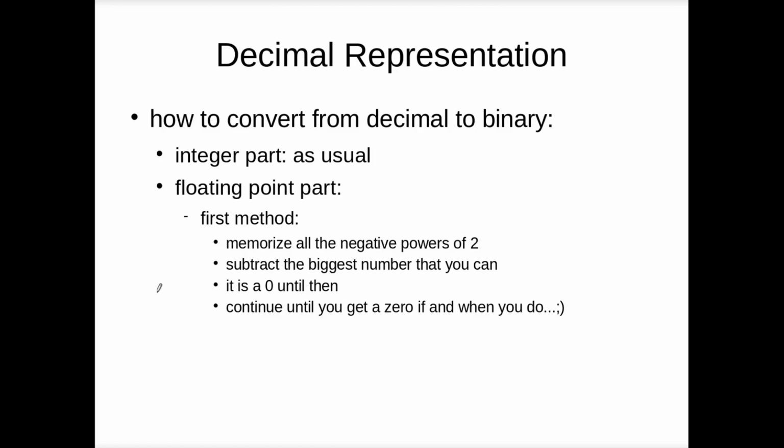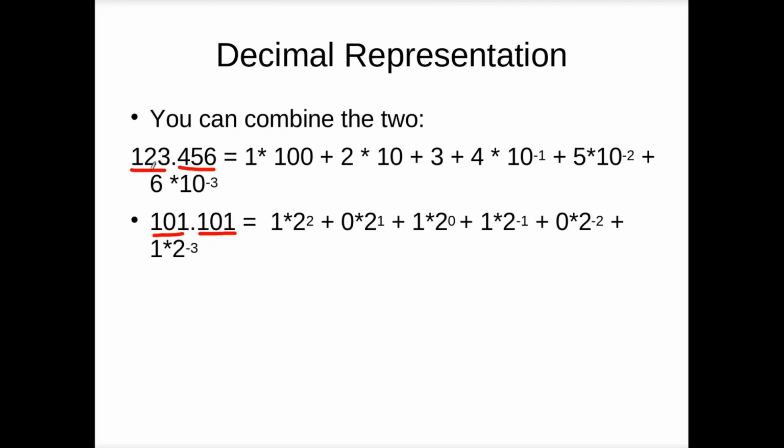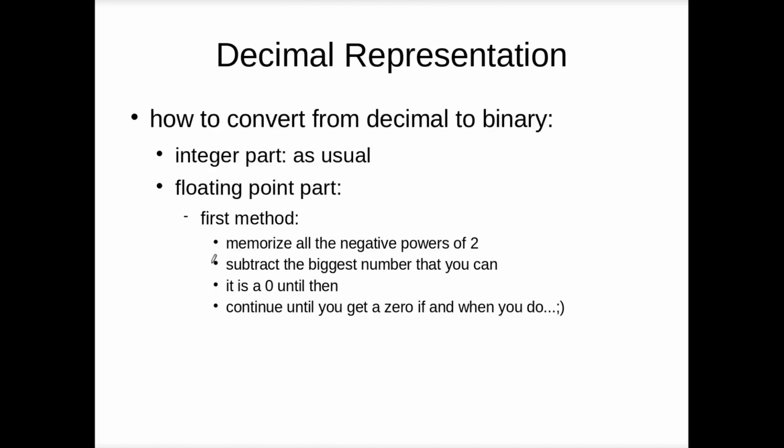So the question is, how do you convert a number from decimal to binary? The integer part is going to be the front part. You do that just as you normally would. So remember from the first week of class where we did the number conversions, you do the front part that way. For the floating point part, there are basically two techniques. One is you memorize all the negative powers of 2, and then subtract the biggest number you can, kind of like what you did for one of the techniques, and then you keep going till the number is 0.